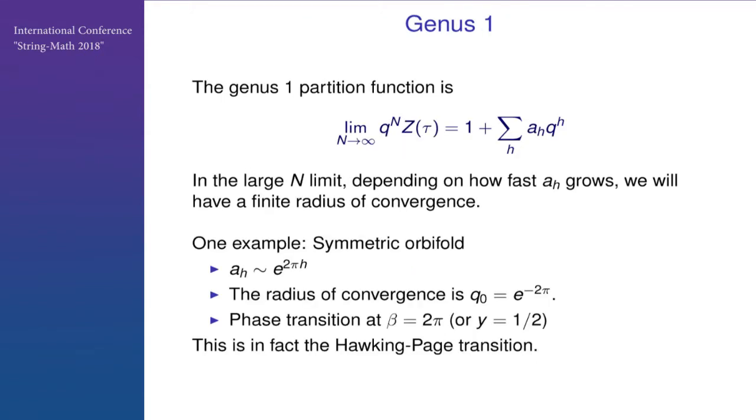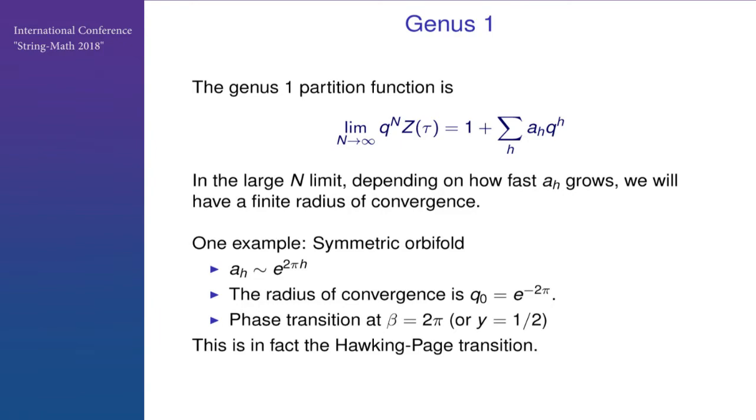Okay, so we can do that for genus 1, and there the answer is actually extremely straightforward, because if we know the spectrum, then the partition function for genus 1 simply depends on the spectrum. And so what we're interested in is the large n limit of this partition function. For finite n, of course, this partition function, the free energy, is going to be well defined.